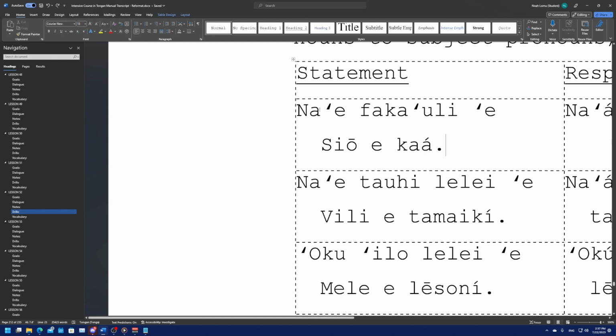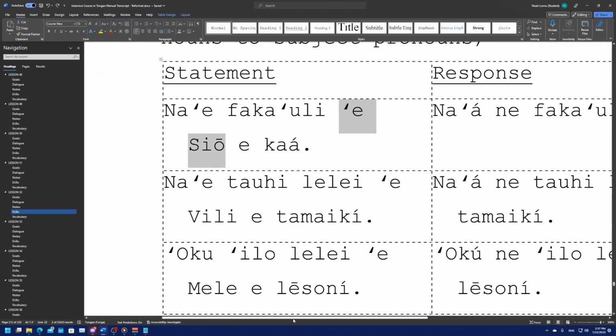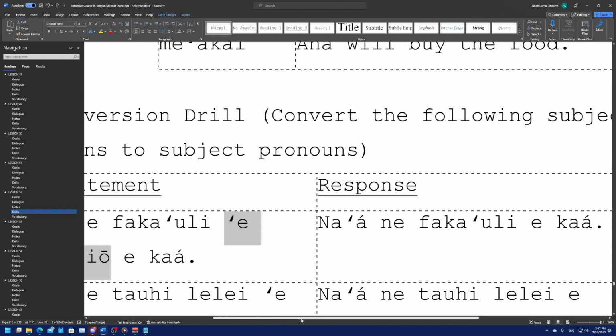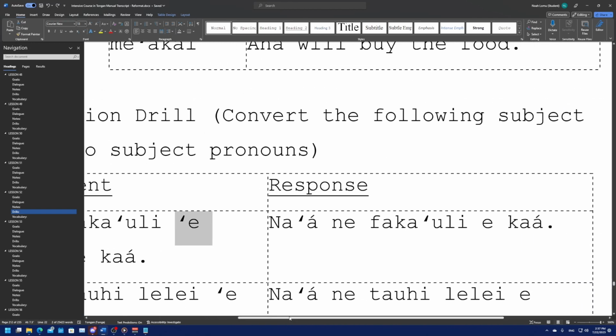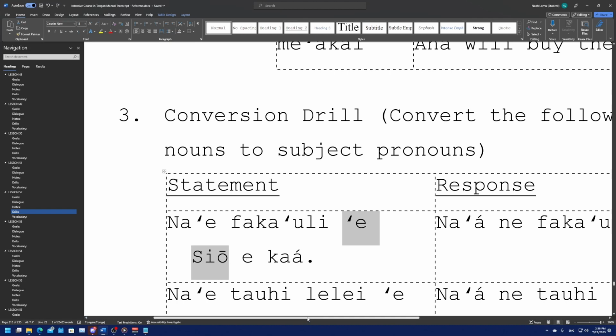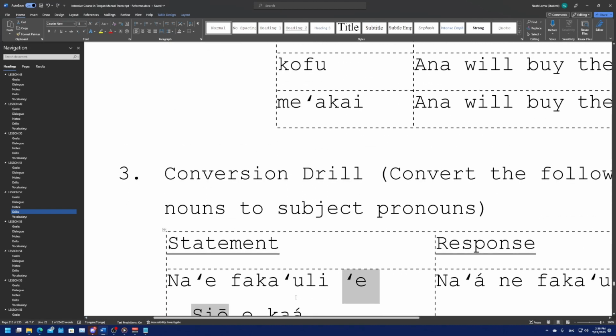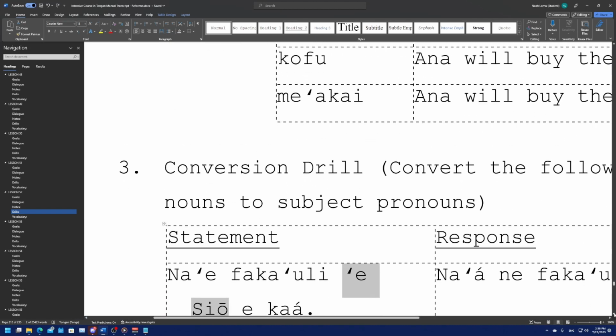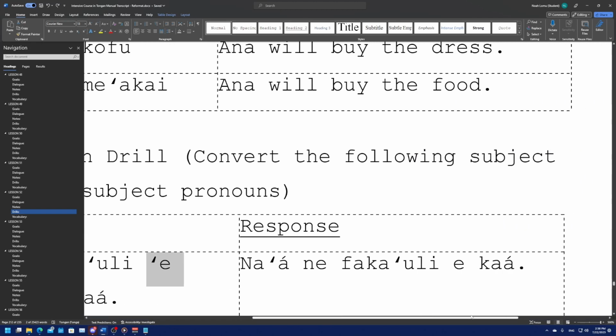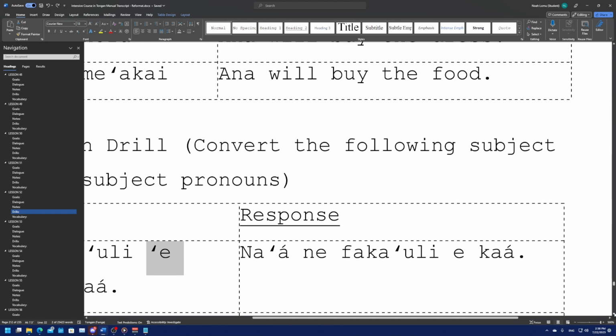No, yeah. So for this one, yeah, we'll show it. Na e whakauri e sio e ka. Well, no, yeah, Na ane whakauri e ka. Like that.